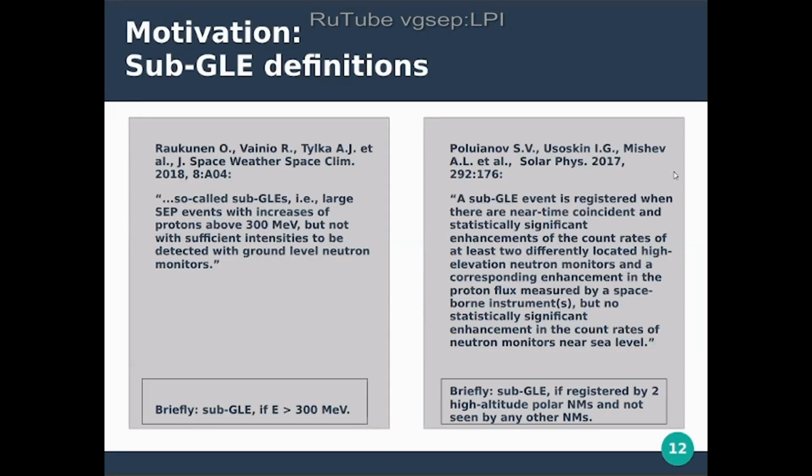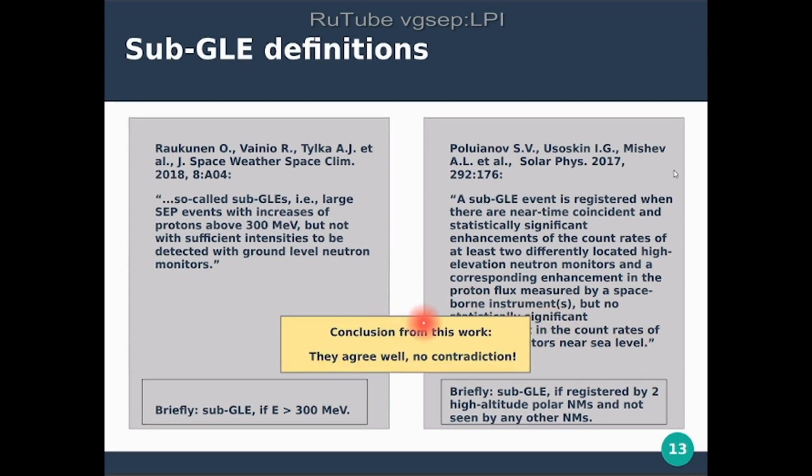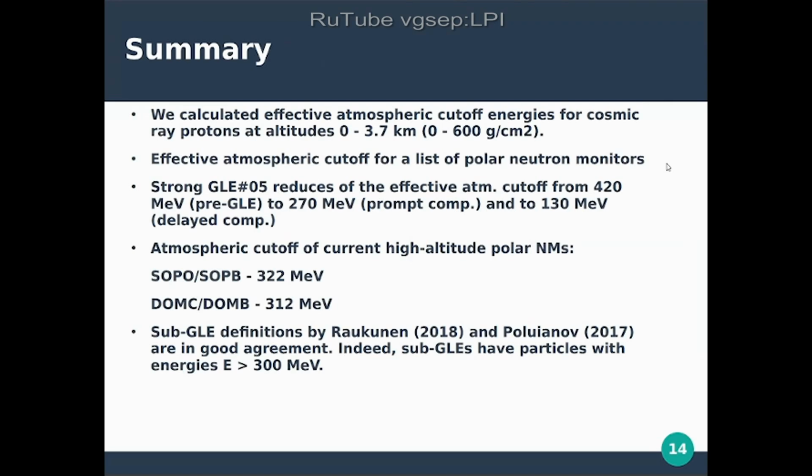Another short motivation for this study was that there were two definitions for the sub-GLE. One was proposed by Oskar Raukkonen and co-authors, and they say that a sub-GLE is a solar energetic particle event with energies higher than around 300 MeV. And we proposed another, observational definition, saying that a sub-GLE is an event seen only by high altitude polar neutron monitors, but not seen even by polar sea level stations. And our calculations show that these two definitions actually agree quite well, and there is no problem using them together.